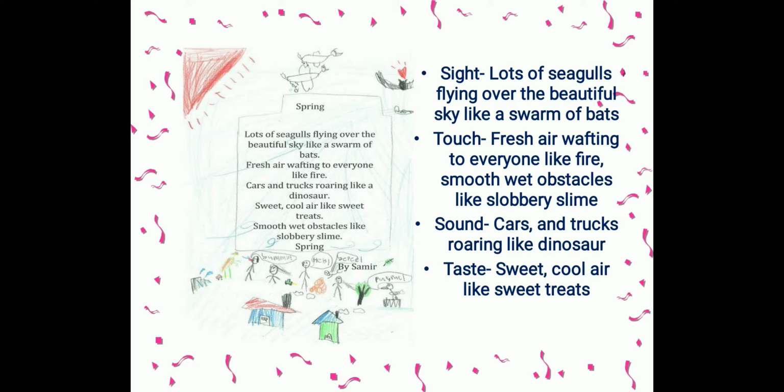So now let us try and identify the different senses. Firstly, sight. Lots of seagulls flying over the beautiful sky like a swarm of bats. So now here the poet wants you to imagine the visual imagery of seagulls, birds flying over the sky like a swarm of bats. That means bats all together. Swarm means where they're all flying all together. So now this is giving you the sense of sight, where you're imagining the visual.